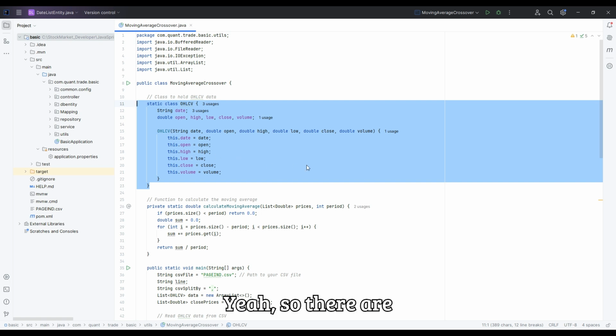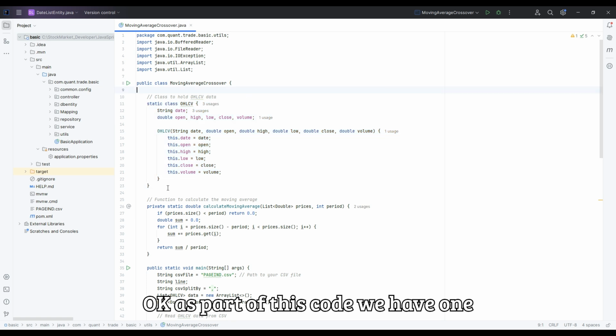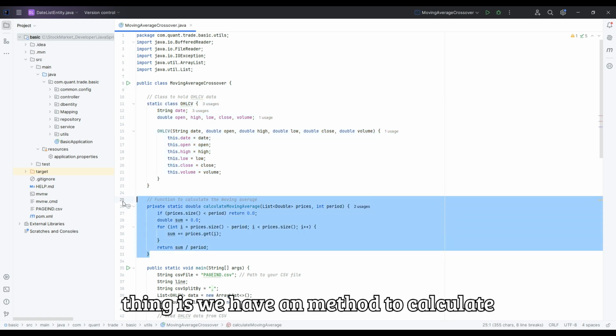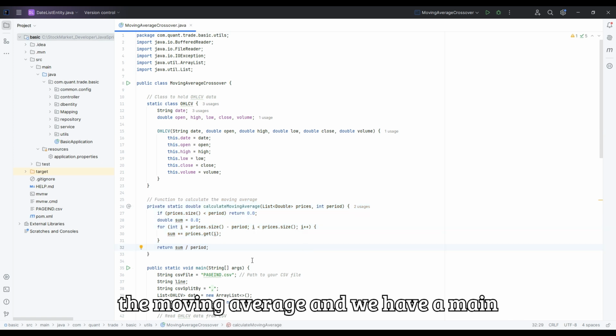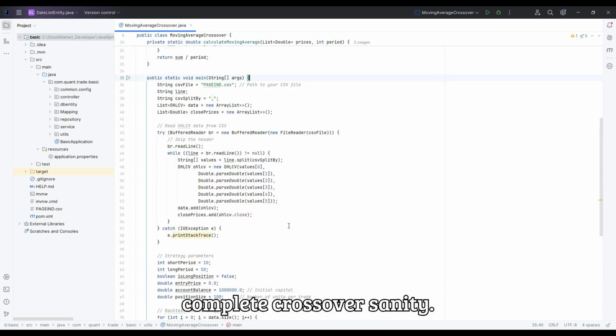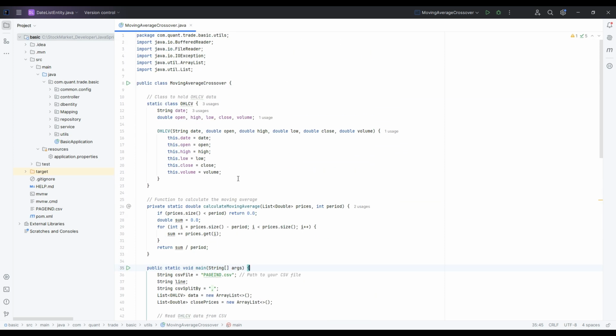As part of this code, we have one static class inside it, and the second thing is we have a method to calculate the moving average, and we have a main method which would orchestrate the complete crossover sanity.